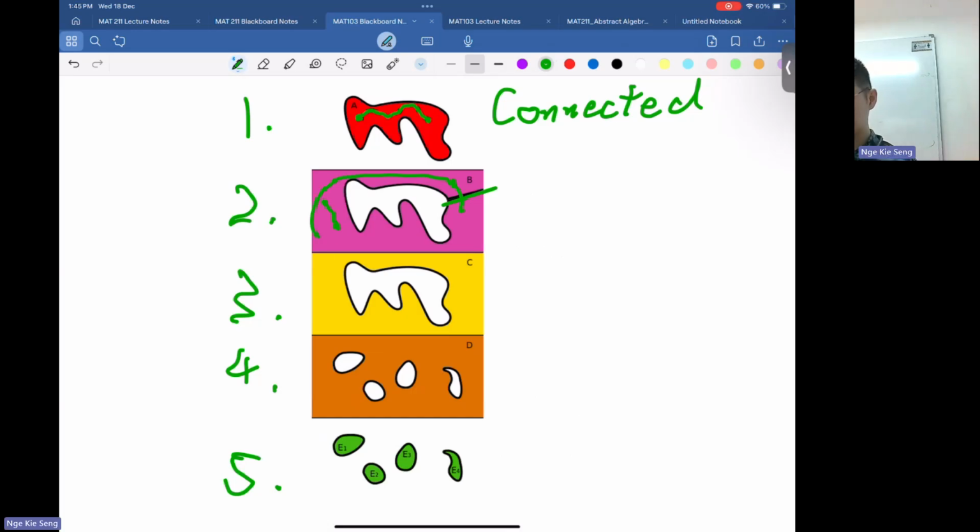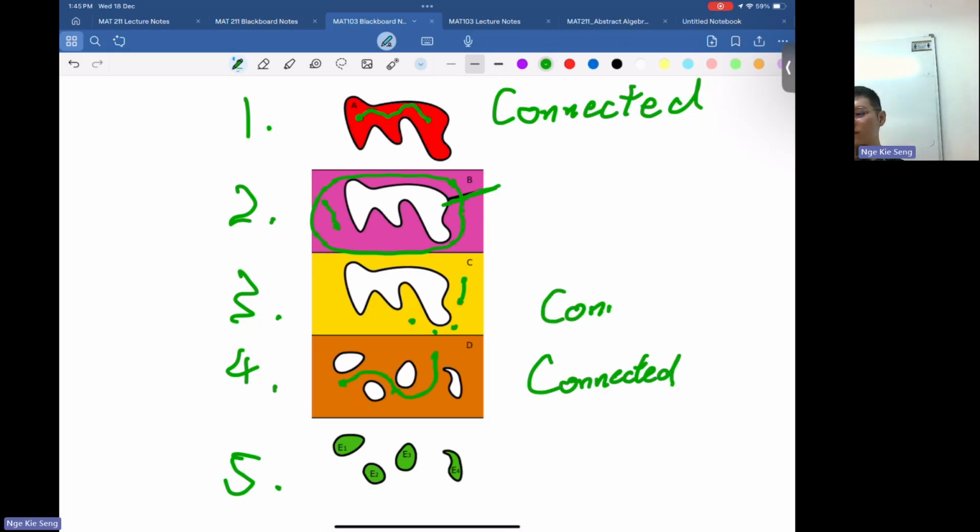Go around, right? If this side the road is blocked, you have to walk further, but it is still connected. C is easier to see, correct or not? This side the road is not blocked, so it is easier to walk. Four, is it true? If you take any 2 points, they are connected. You can go around the hole. We call it a hole. There is a hole, a lake over there, so you cannot walk through. What about 5? Not connected.